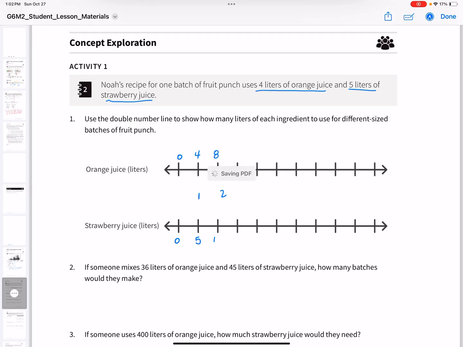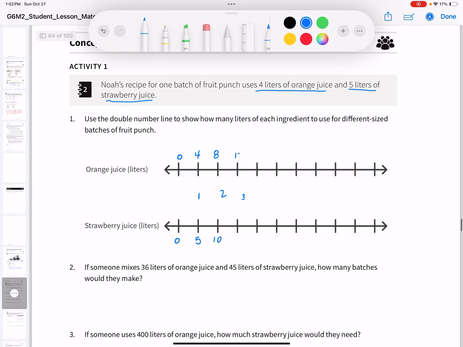3 batches will get us 12 and 15. 4 batches will get us 16 and 20. 5 batches will get us 20 and 25. 6 will get us 24 and 30. 7 will get us 28 and 35. 8 will get us 32 and 40. 9 batches will get us 36 and 45. And 10 batches will get us 40 and 50.